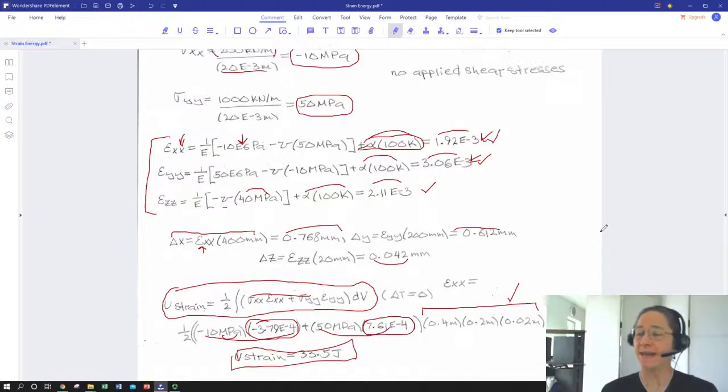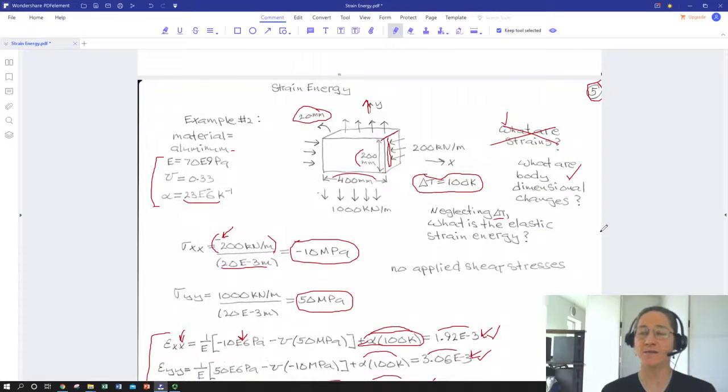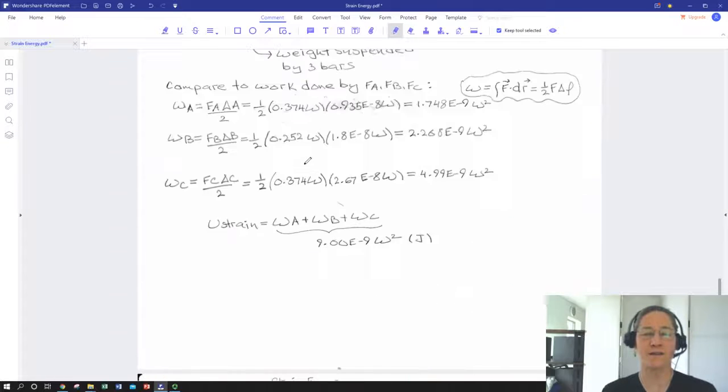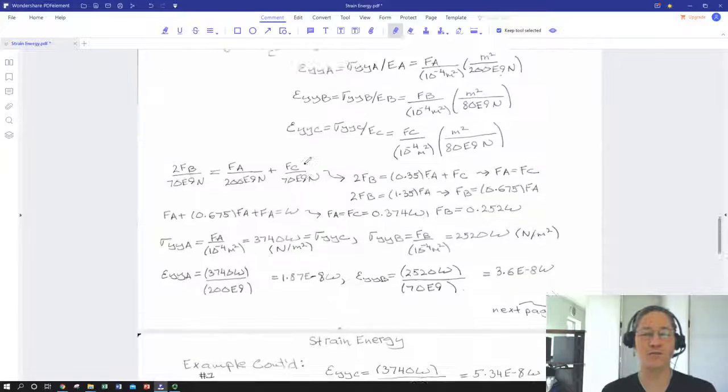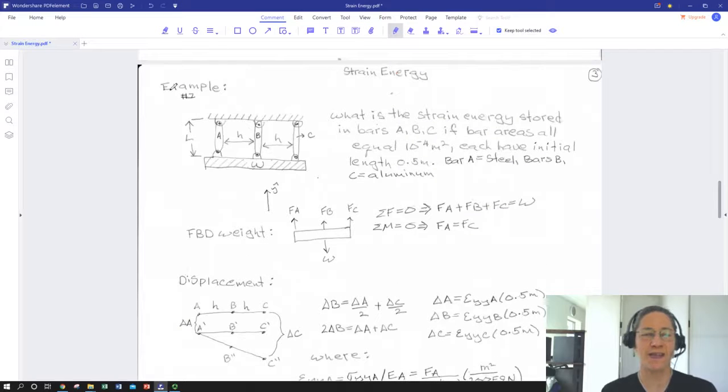So that is it for this example. Like I said, if you're studying along, remember if you are in the strain energy section, just skip to page 5, example number 2. You will see example number 1 again in the future. It's a little bit longer, and it's actually a flashback to an example that was started earlier in our chapters dealing with statically indeterminate systems and applying Hooke's law to solve them. So that will be coming up in a future chapter.